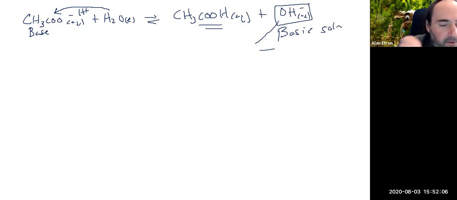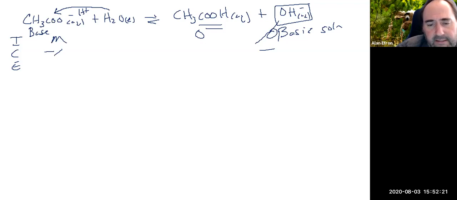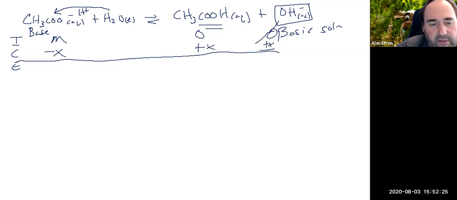And more importantly, when we do a calculation, it would result in an ICE table needing to be done. This ICE table would be molarity. These would be zeros, minus x, plus x, plus x. Solve for x.